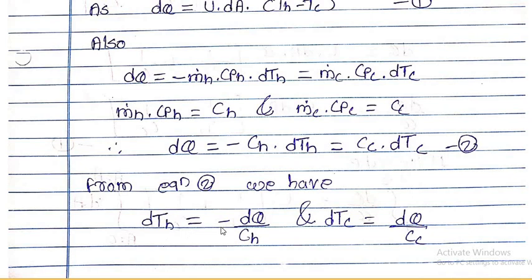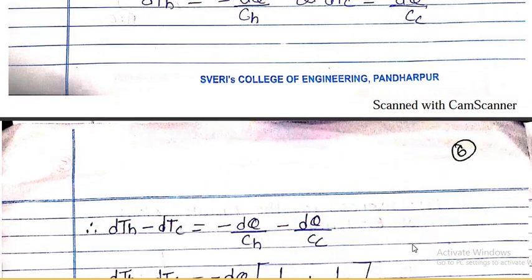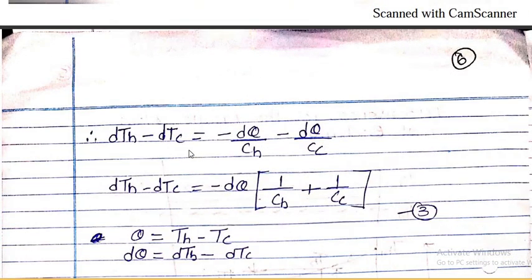So dT_h is equal to minus dQ divided by C_h, and dT_c is equal to dQ divided by C_c. Okay, then if you take the difference, dT_h minus dT_c is equal to minus dQ divided by C_h minus dQ divided by C_c. So if you rearrange this equation by taking minus dQ common from the bracket, the right hand side will be minus dQ into bracket 1 upon C_h plus 1 upon C_c.